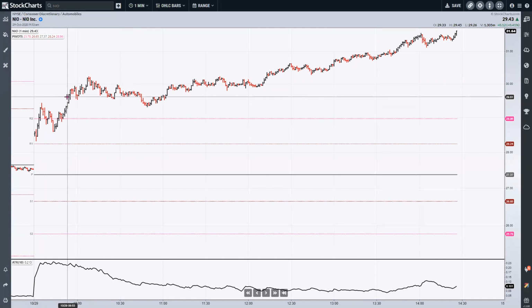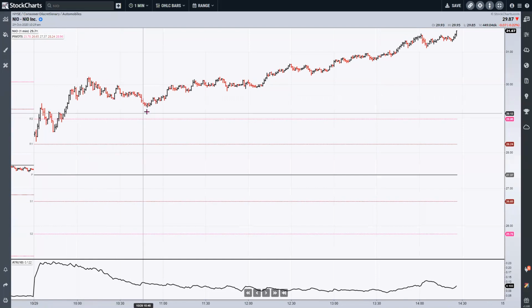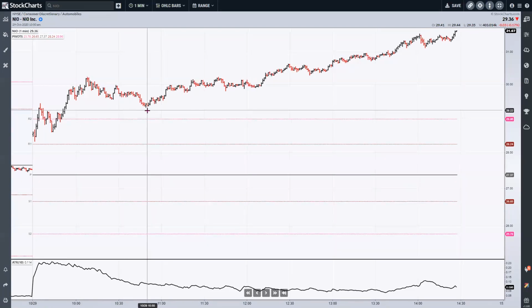Oh, that's 43, excuse me. We get it here. And then we get it at the next minute. We get in, let's say, at around 29.80. We're going to risk probably about $1, 28.80. We never actually get stopped out. And so if we're going to risk $1, we're looking to make $1 at 30.80 or 31.